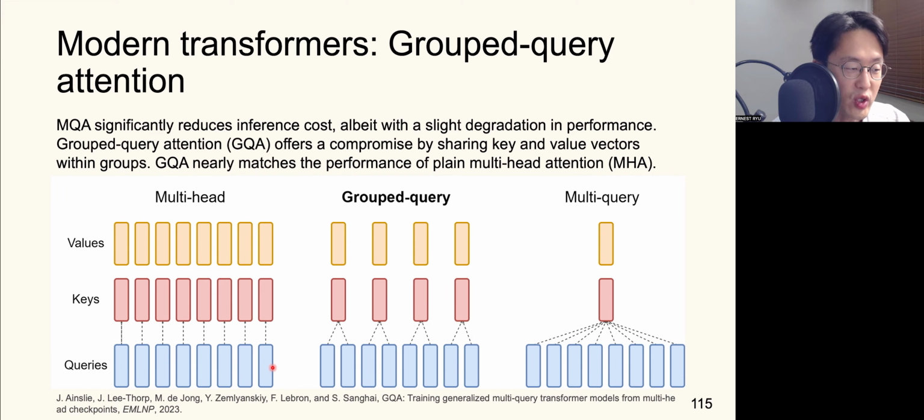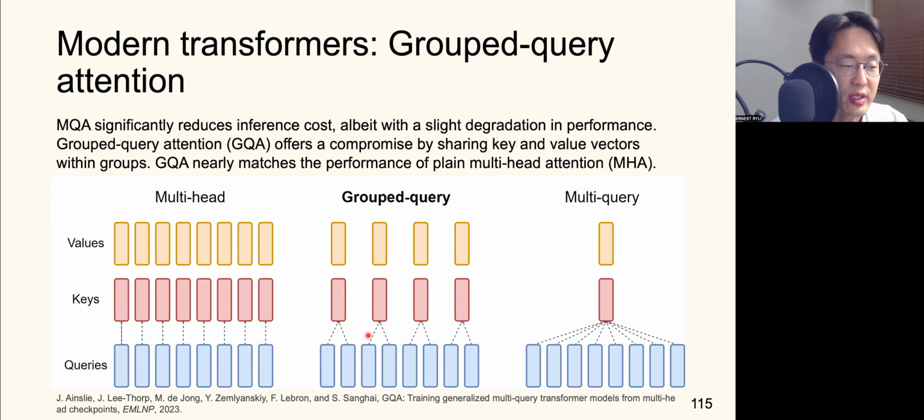The queries for each head don't share any keys and value vectors. So all these value vectors and all these key vectors are just separate, and they must all be loaded from memory. For multi-query attention, MQA, all the different heads, the different queries, share the same key and the same value vector. So you have a much smaller volume of information to load from GPU memory.